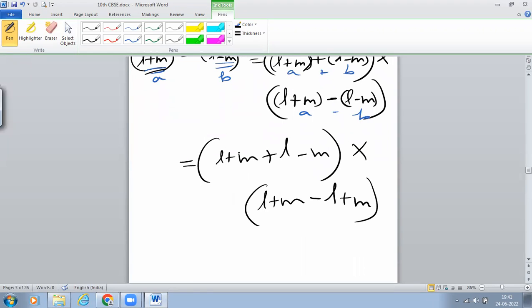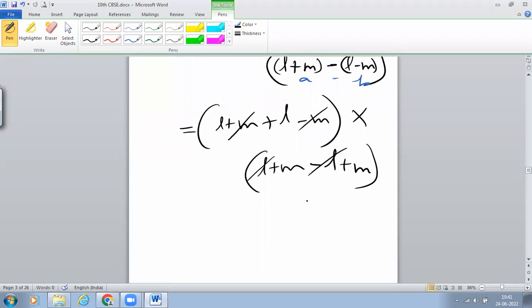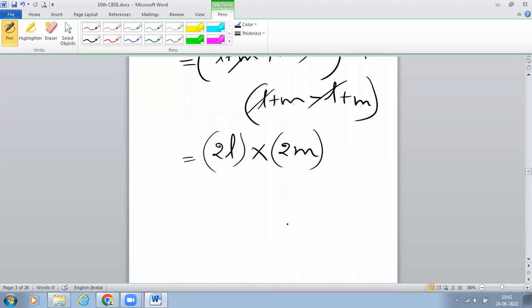Yes, sir. Okay, now see here, plus M minus M gets cancelled. The answer is 0, right? Plus 5 minus 5 is 0. Likewise, here also plus L minus L gets cancelled because that is 0. Now in the first bracket we have L plus L, which is 2L, into M plus M, that is 2M. So the answer is 2L into 2M.